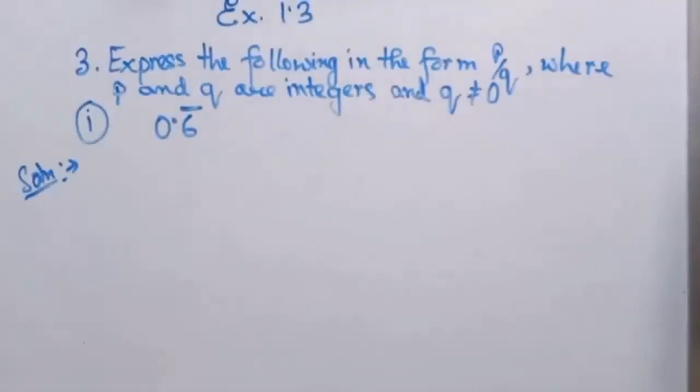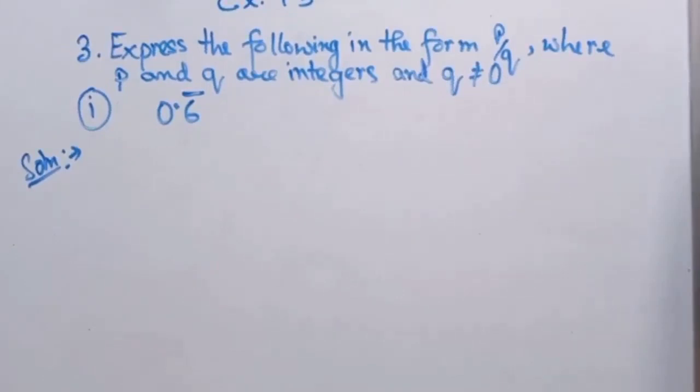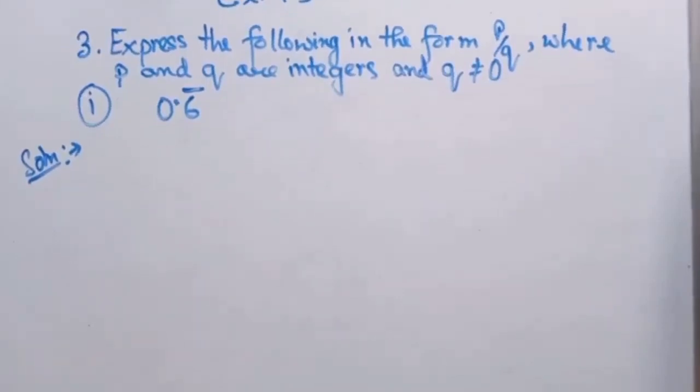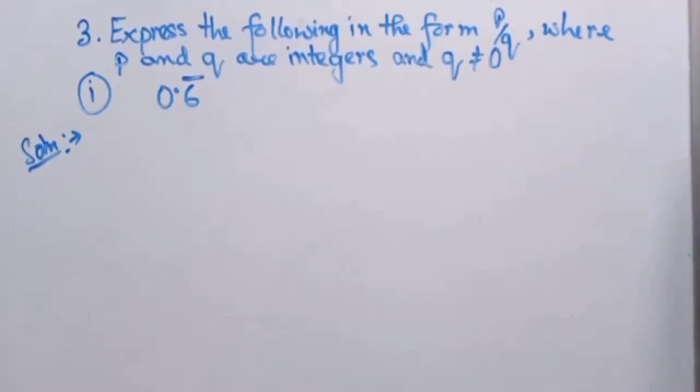Next, exercise 1.3, question number 3. Express the following in the form p by q, where p and q are integers and q not equal to 0. Roman number 1, 0.6 bar. So here we are given a decimal expansion which is non-terminating repeating decimals, and we are to convert this decimal into a number which is in the form p by q, where p and q are integers and q not equal to 0.